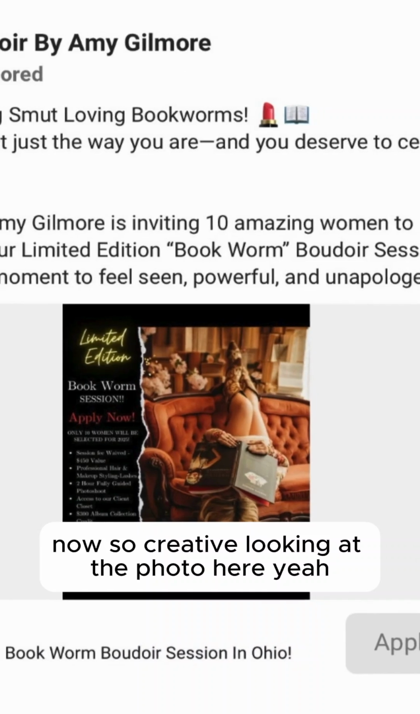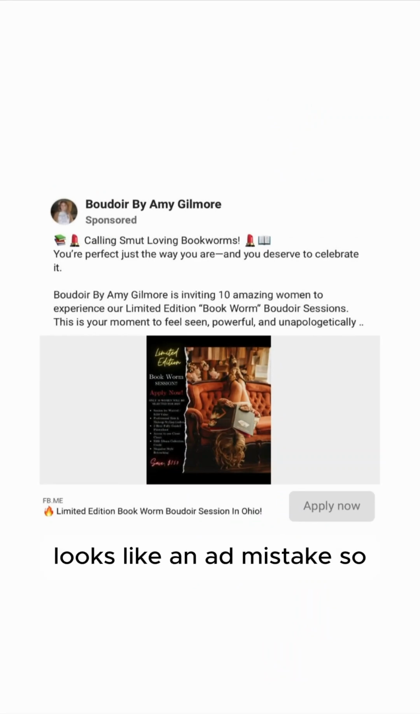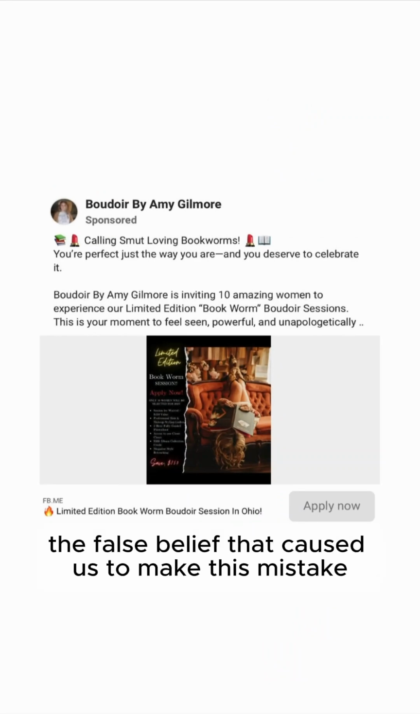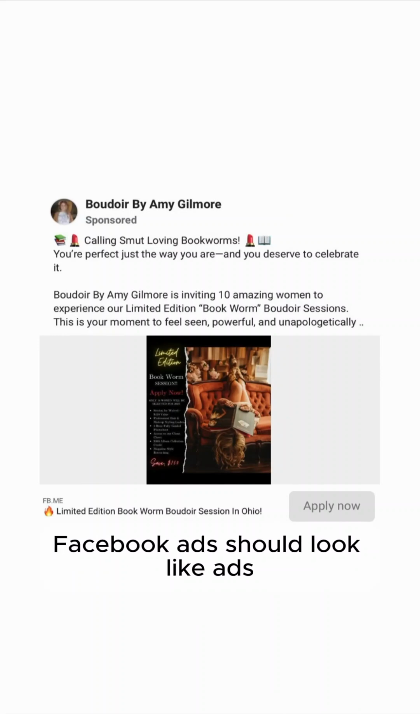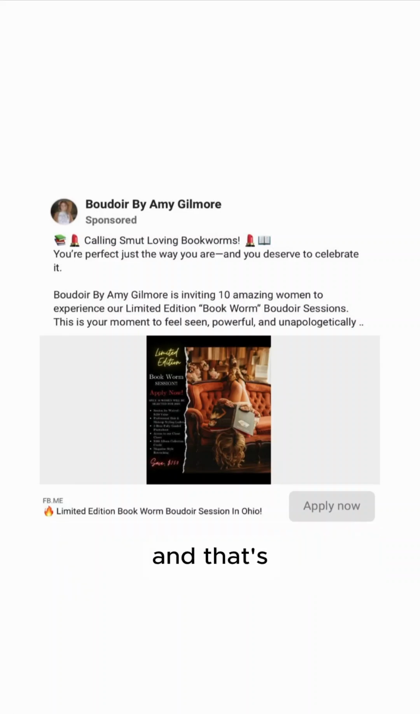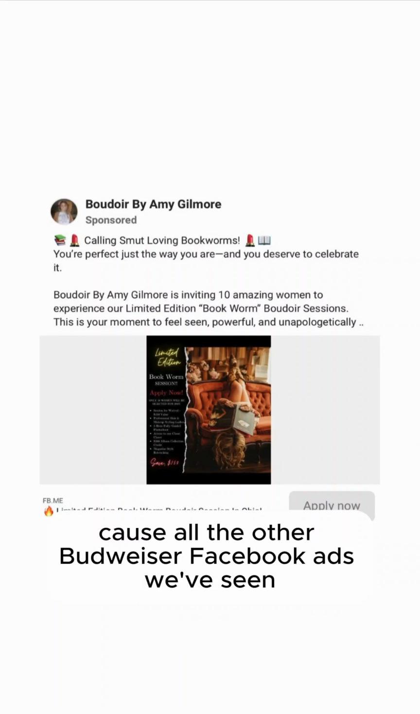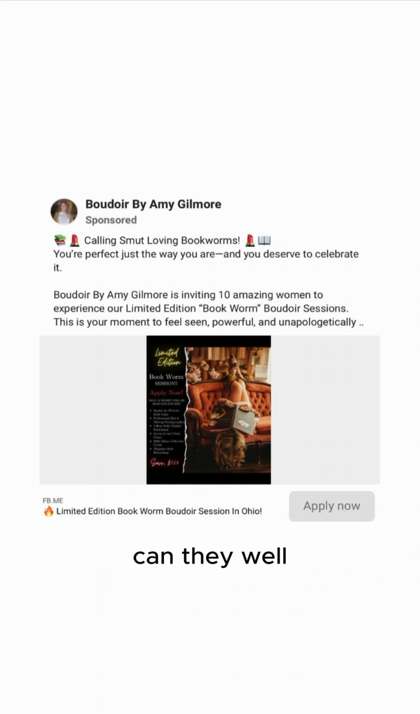Now, looking at the creative, the photo here, yeah, we've got the looks-like-an-ad mistake. The false belief that caused us to make this mistake is that we believe Boudoir Facebook ads should look like ads. The creative should look like an ad. That's because all the other Boudoir Facebook ads we've seen all look like ads. So not everyone can be wrong, can they?